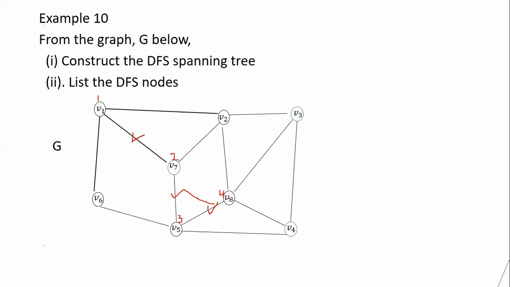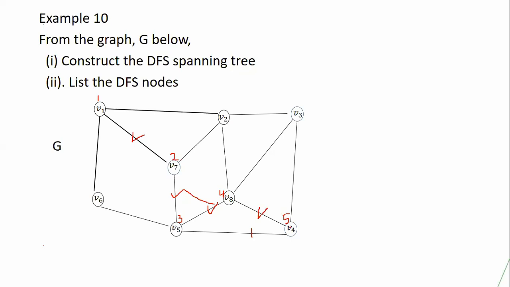Now at V8, we have V2, V3, V4 as adjacent vertices that we can move to. So we can go to V2, we can go to V3, we can go to V4. So where should we go? Now assuming we go to V4, you can number V4 as 5. Then we mark this edge as used.